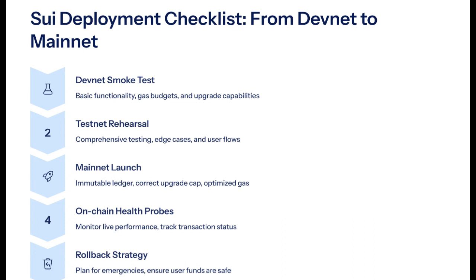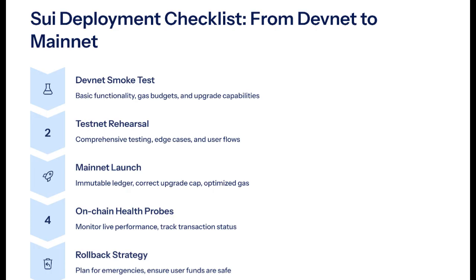Until now, you've been the sovereign of your laptop. Wipe the DB, rerun a scenario, pretend nothing happened. Mainnet laughs at do-overs. When you hit publish, the package hash embeds itself in an immutable global ledger. If the upgrade cap is wrong, you may lose the right to patch.